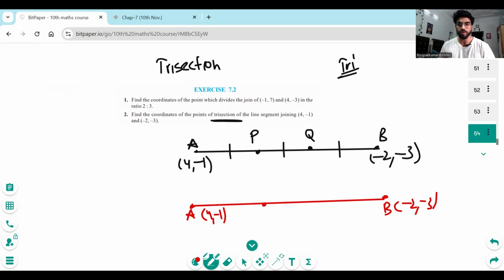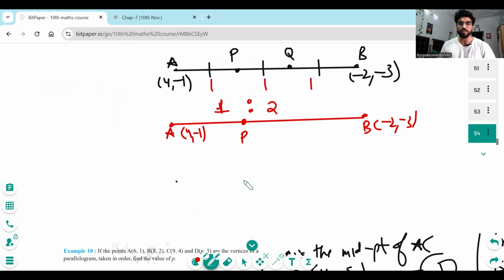If I remove Q, what will happen? This is 1 part, 1 part, 1 part. So this is 1 part, and 1 plus 1, this is 2 parts. So the ratio will be 1:2. If I remove or hide the Q part, we already know how to find the coordinates with the section formula, so we'll find that. So x will be m2 x1 plus m1 x2 over m1 plus m2.